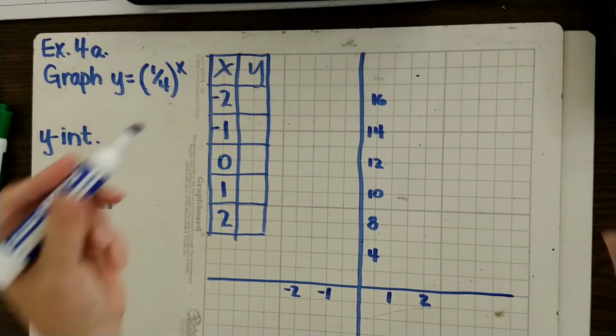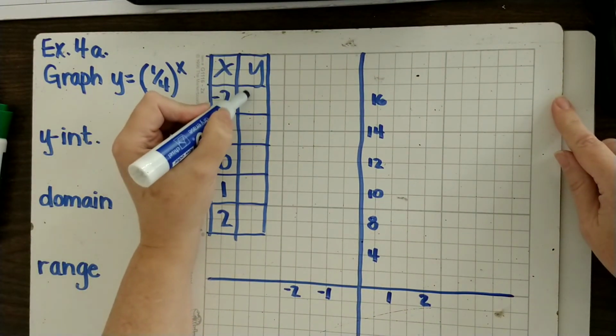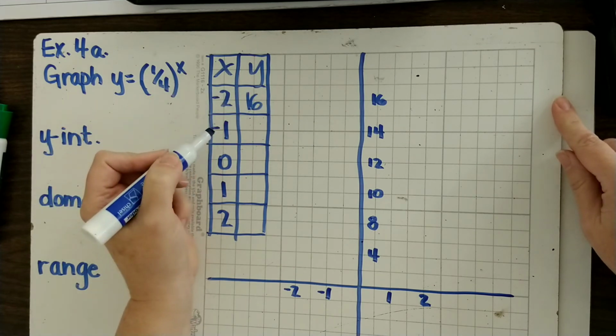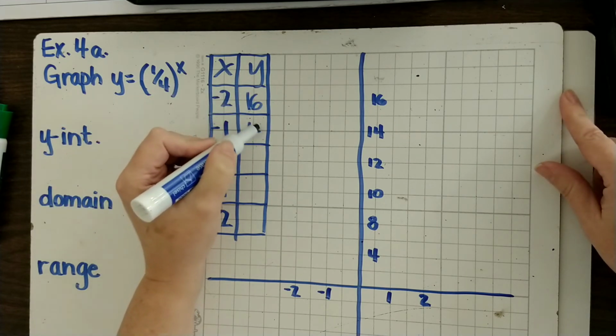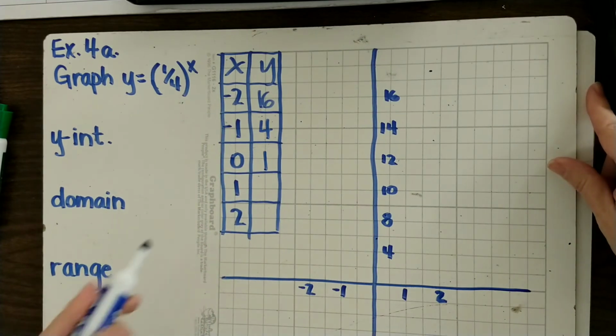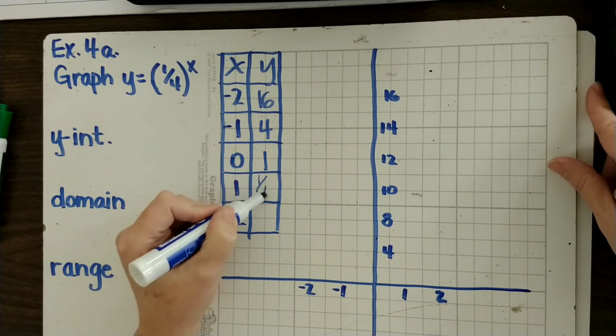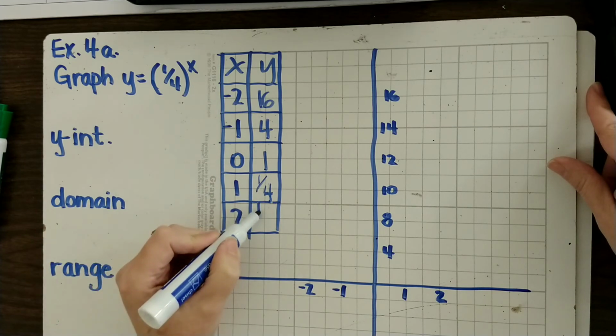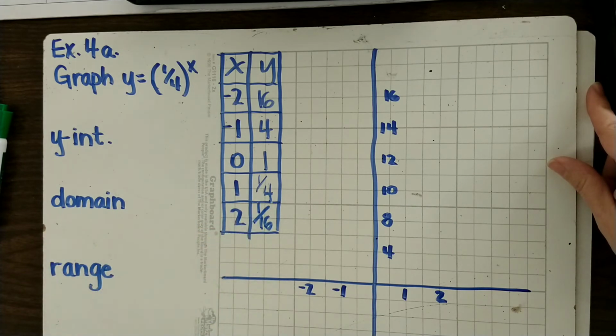So go ahead and fill in your chart. For -2, you had 16. For -1, you had 4. For 0, you had 1. For 1 was 1/4. And for 2 was 1/16. So let's go ahead and plot those.